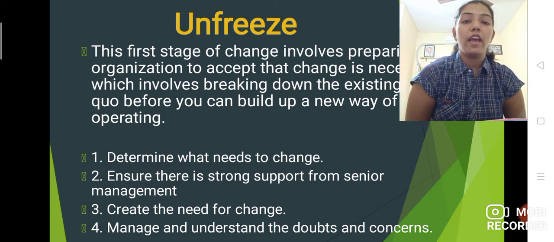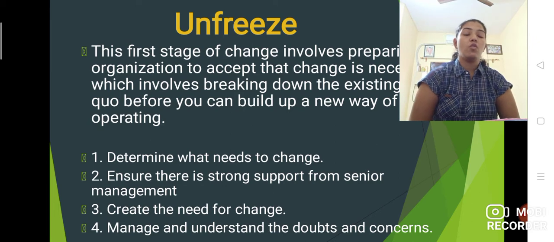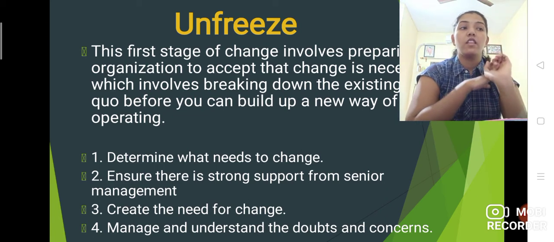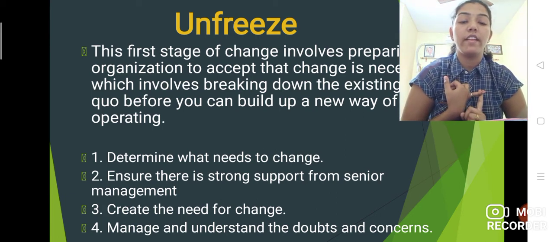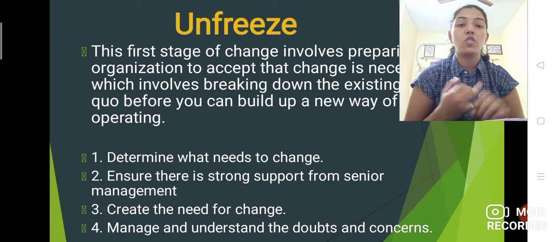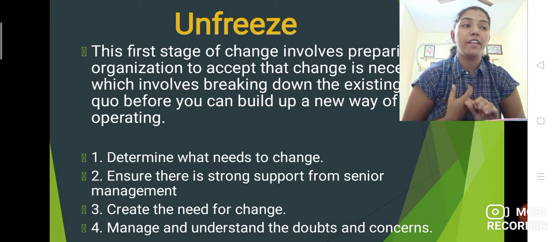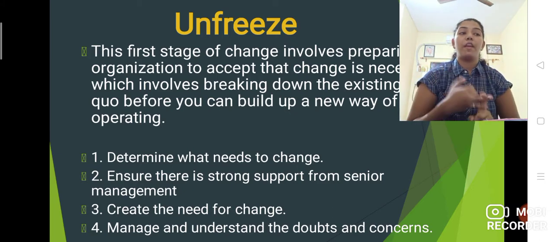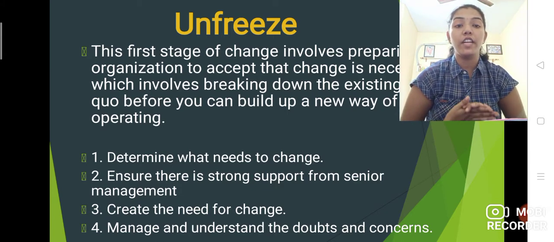So the steps included are, first, determine what needs to be changed. That means survey the organization to understand the current state, then understand why change has to take place. Then next is ensure there is strong support from senior management. That means to identify and win the support of key people within the organization, and frame the issue as one of organization-wide importance.